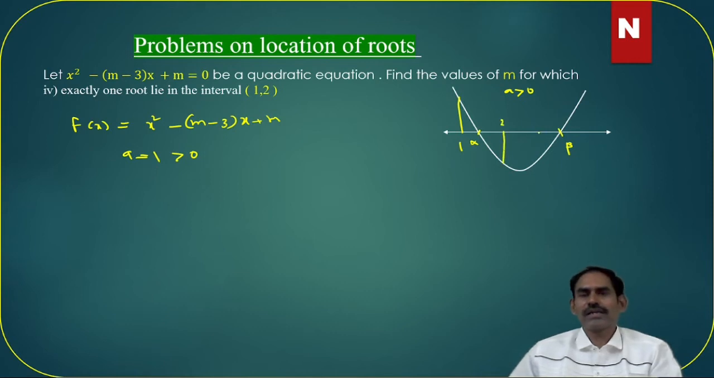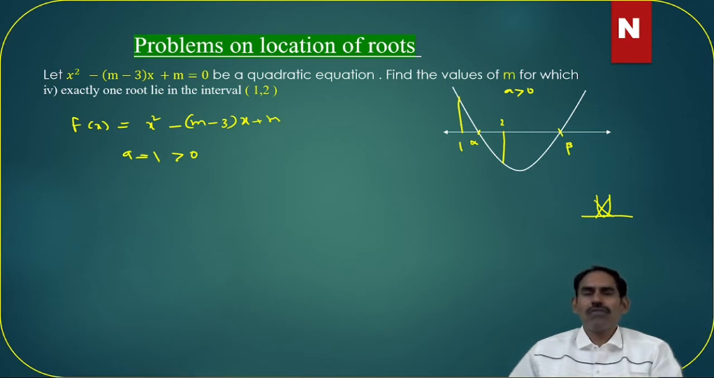Or otherwise you can take here 1 and here 2. Exactly one root lies in the interval 1 comma 2. Indirectly, the roots are distinct. That's why we need not draw this graph, because here the roots are coincident, but here the roots are different. Why? Exactly one root lies between 1 comma 2, which means the other root is outside the interval 1 comma 2. That's why the roots are different. That's why one graph is enough here. Need not draw this graph.